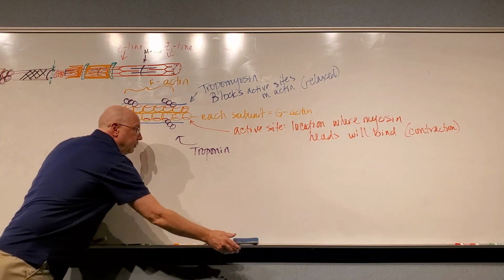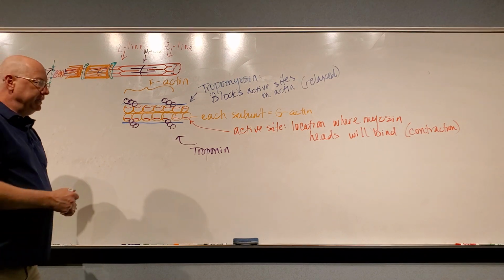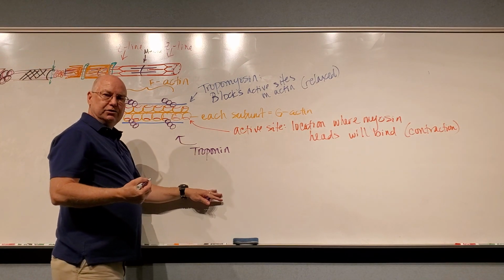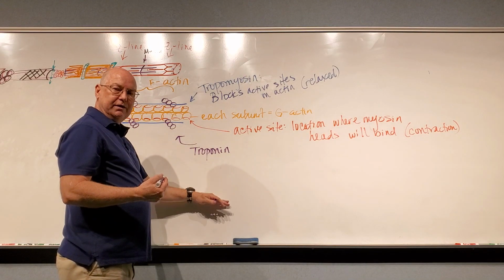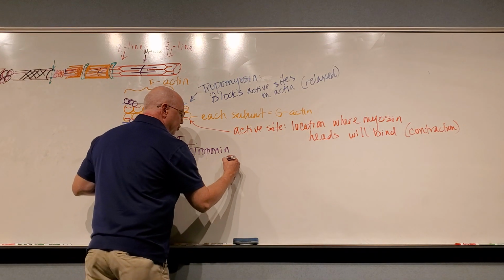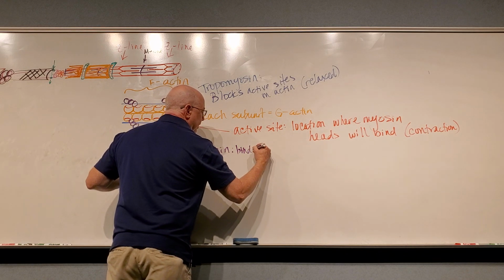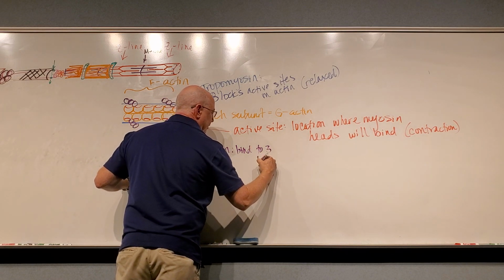So, either way, troponin has 3 binding sites, and I'm going to list the binding sites in order of affinity. The highest affinity first, the second affinity, and the lowest affinity. So troponin can bind to 3 things.